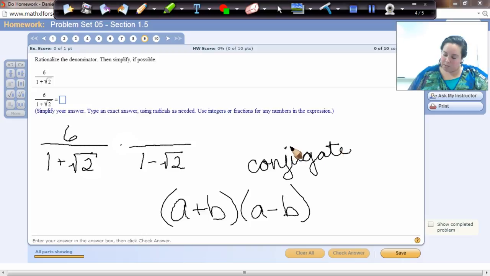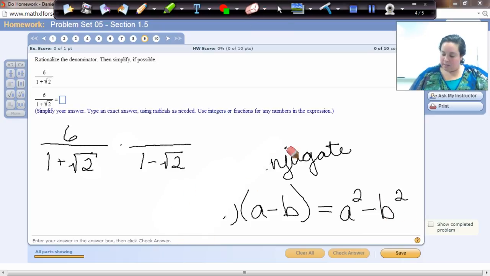And the reason we multiply by the conjugate is so we can get a difference of squares. And what's a difference of squares? It would be a squared minus b squared. And this will help us because squaring things will help us get rid of this square root that we have in the denominator. So we have this like a plus b, and then we're going to multiply by a minus b, so we can get a squared minus b squared. So let me erase this.